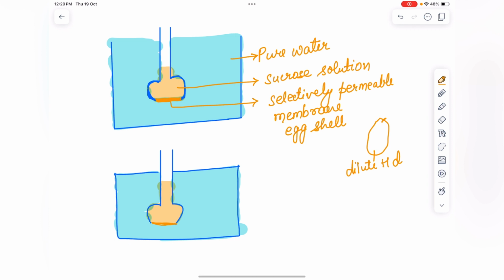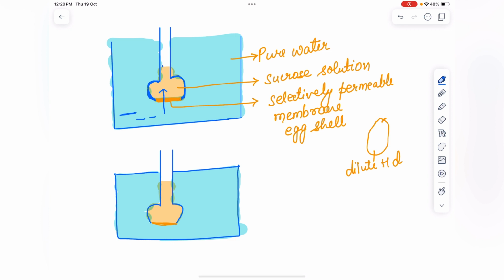So this is pure water and this is a sucrose solution, separated by a selectively permeable membrane. The water will move inside, because here the concentration of water is higher and here the concentration is low because of the solute. The water will enter into the funnel, and the result will be a rise in the level of the solution.